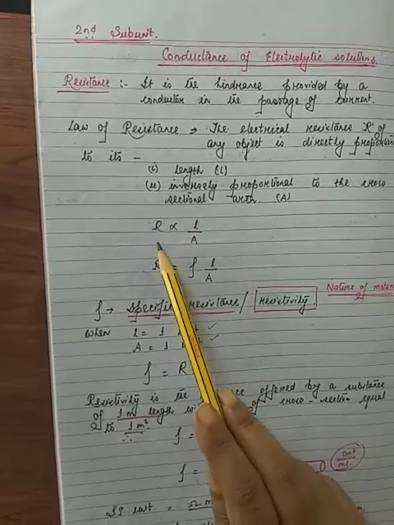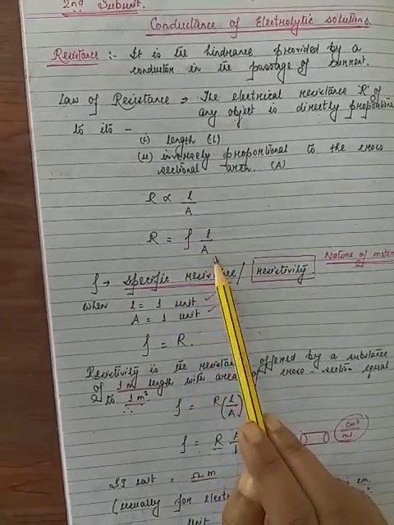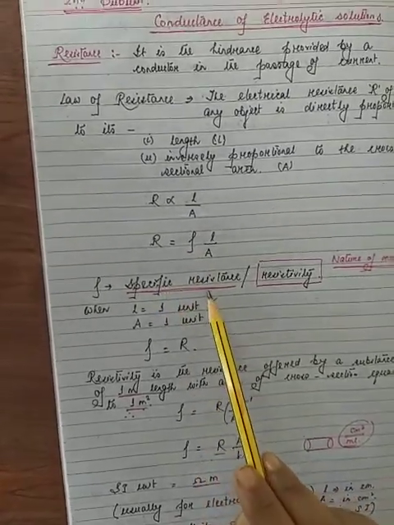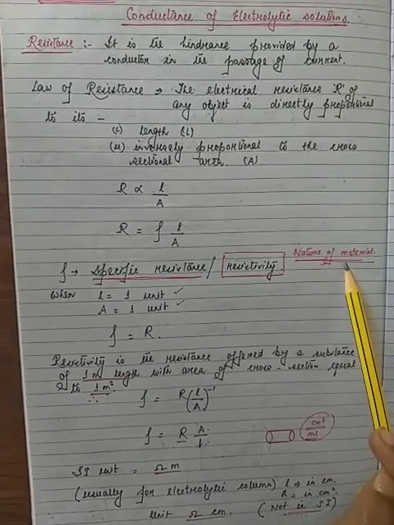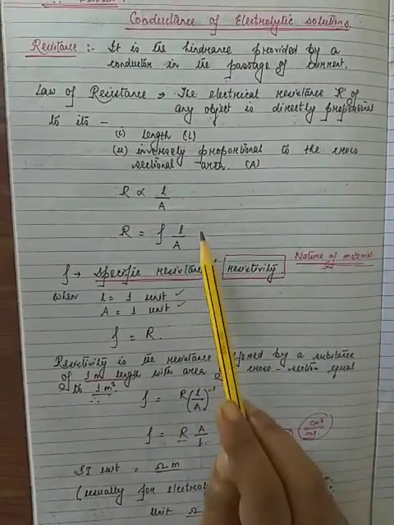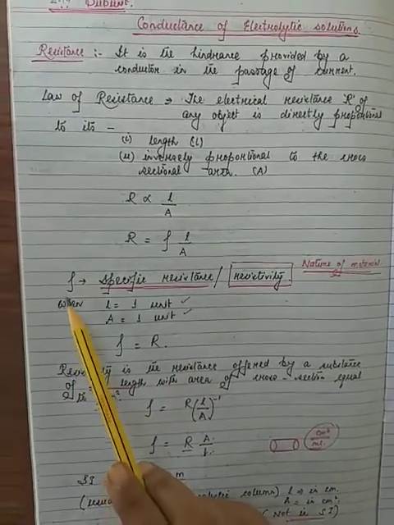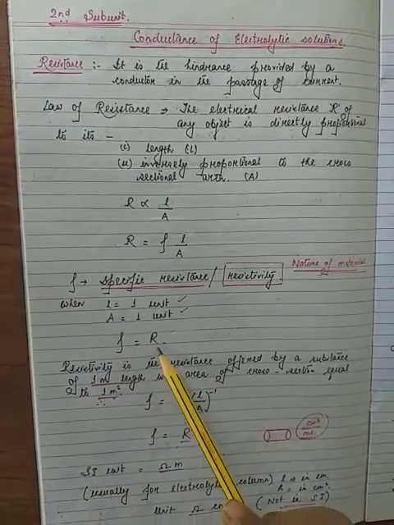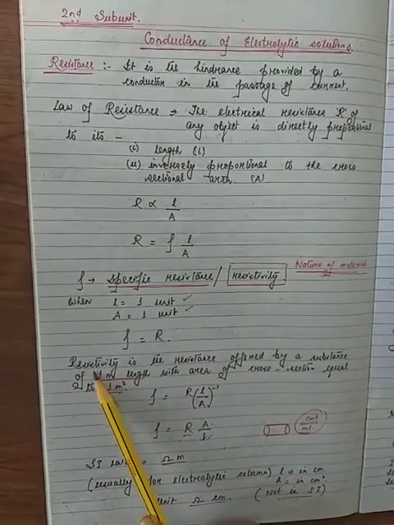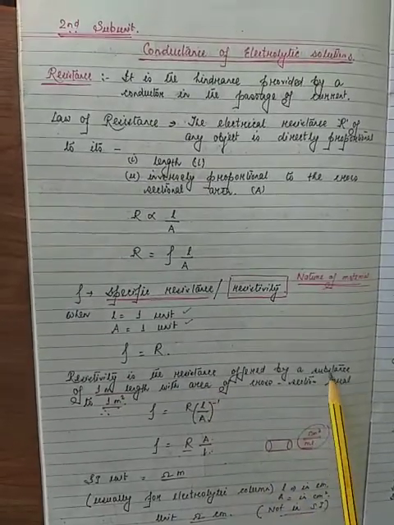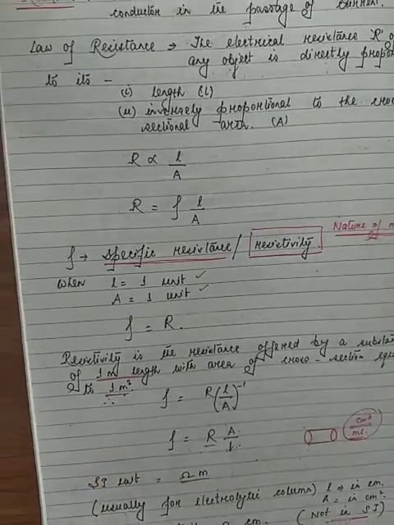So we are getting R is proportional to L by A, or R is equal to rho L by A. Rho is called specific resistance or resistivity, which depends upon the nature of the material. When L is equal to 1 unit and area of cross section is also equal to 1 unit, the specific resistance is equal to resistance. That is, the specific resistance or resistivity is the resistance offered by a substance of 1 meter length with area of cross section equal to 1 meter square.